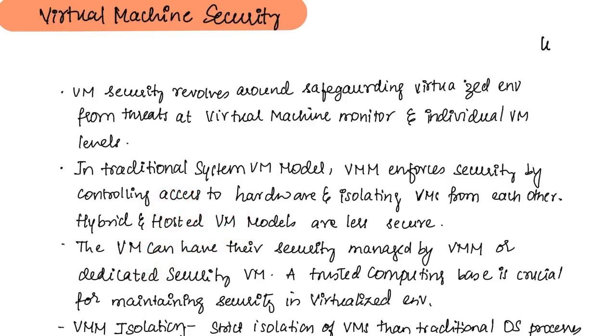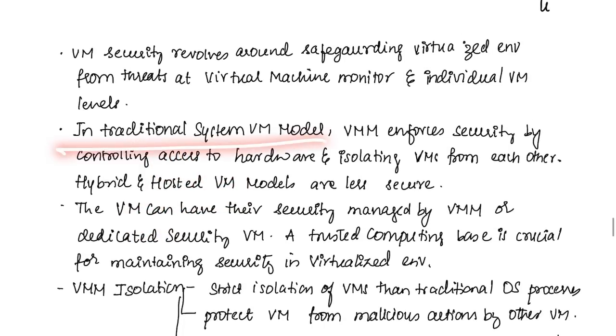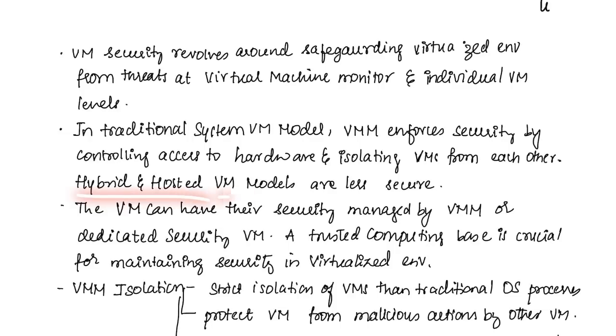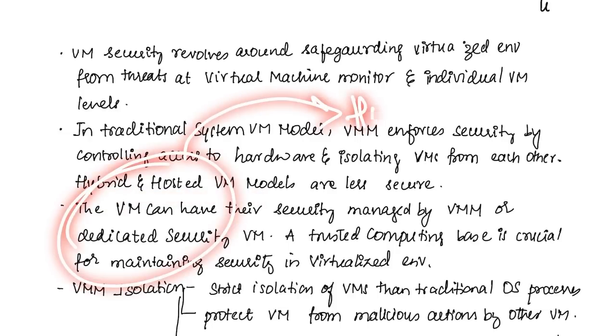Looking at the virtual machine security models, in the traditional VM model, the virtual machine monitor, VMM, will enforce security by controlling the access to the hardware and isolating the virtual machines from each other. So you are completely isolating the hardware and controlling the access also here. Speaking of hybrid and hosted virtual machines, they are less secure because here the entire system security is dependent on the host operating system.